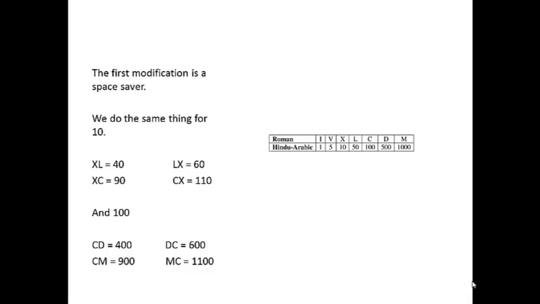If we write XC, that's also out of order. X is 10 and C is 100. So we're taking 10 away from 100 for 90. In the regular order, LX would be 50 plus 10 for 60. CX would be 100 plus 10 for 110.